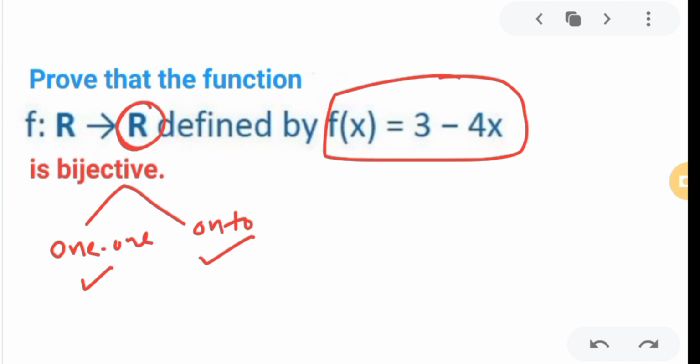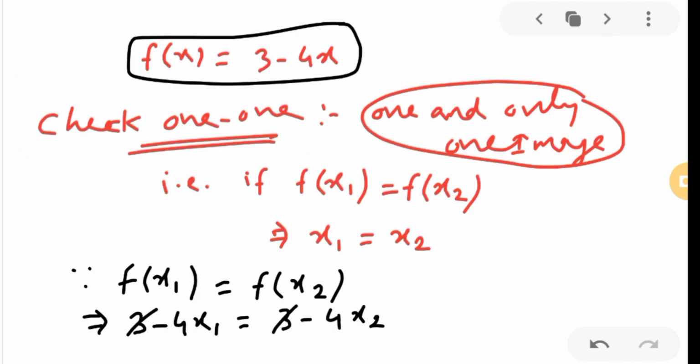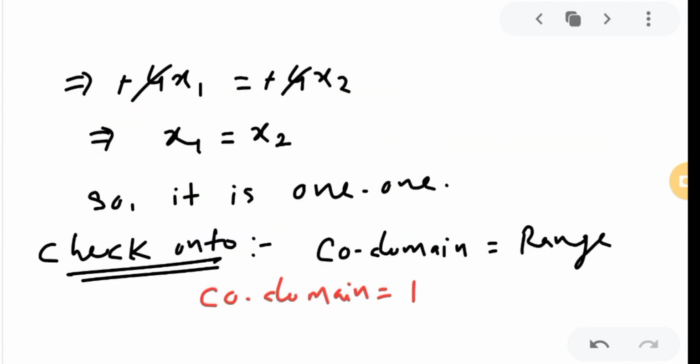So codomain is nothing but R. It is given in the question. So codomain is R. You can write in brackets that it is given in the question. Correct? So codomain we got. Now we have to find the range. So how will we find the range?